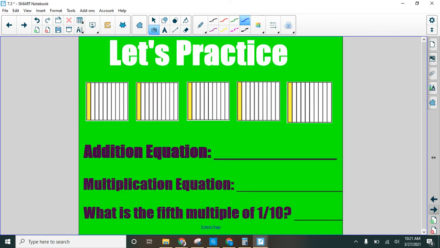Okay, here we go. Addition equation. Go ahead and write down the addition equation.